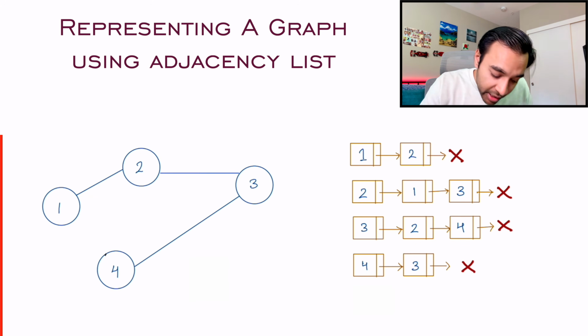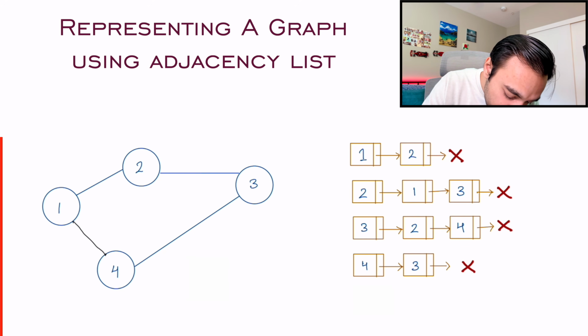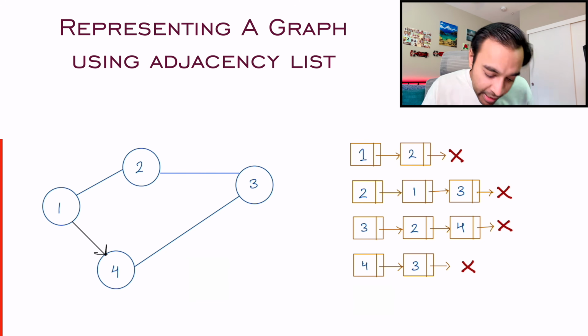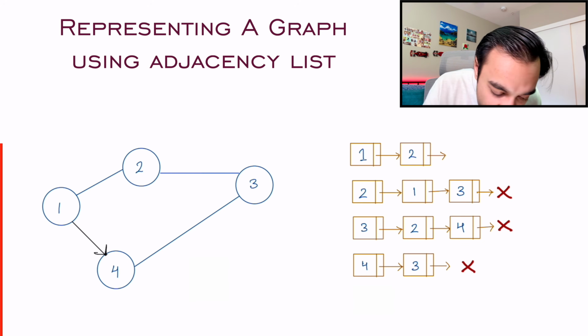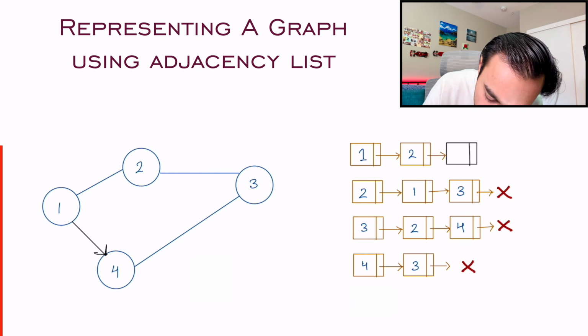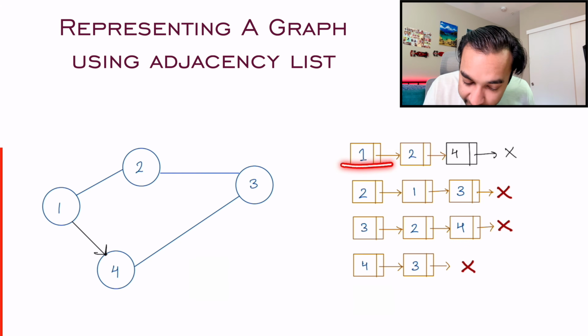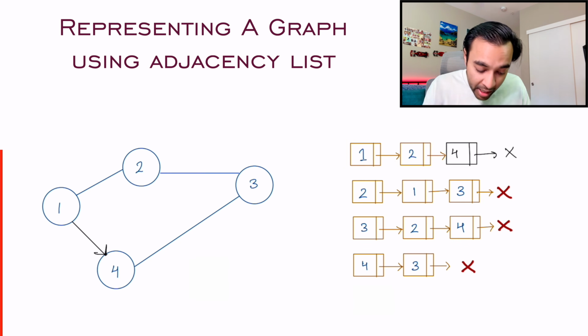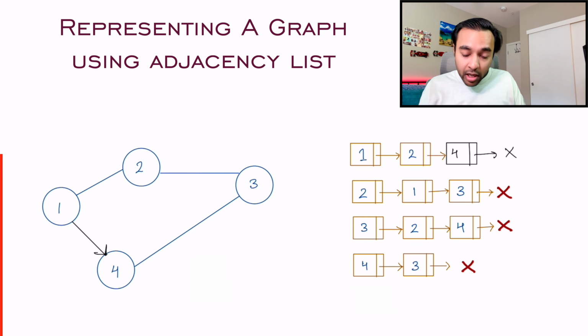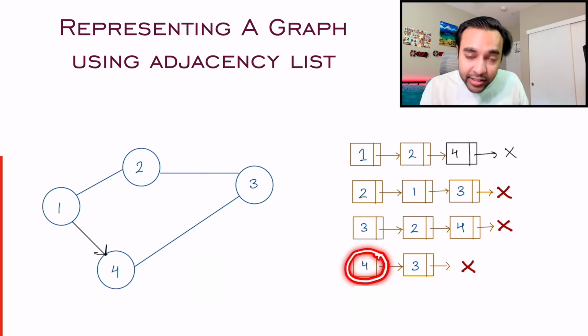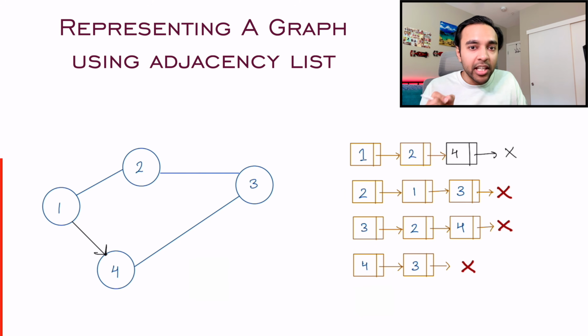However, if there was a case that there is a directed edge between node 1 and node 4, then how do you make this connection? What you're going to do is you will add this connection over here. Now, node 1 is connected to node 4, right? But notice that there is no connection between node 4 and node 1. So you will not do any changes in your fourth list. That is very, very important.